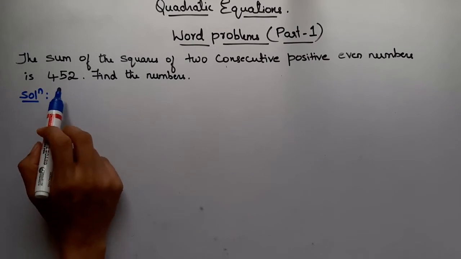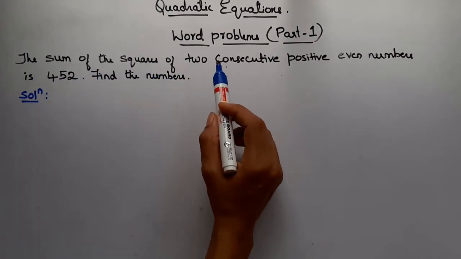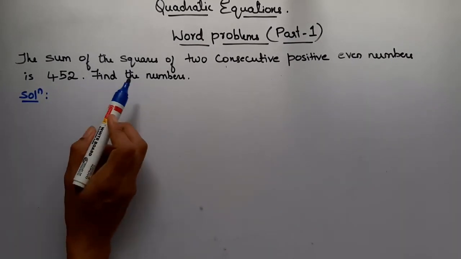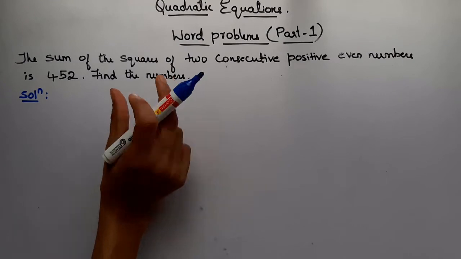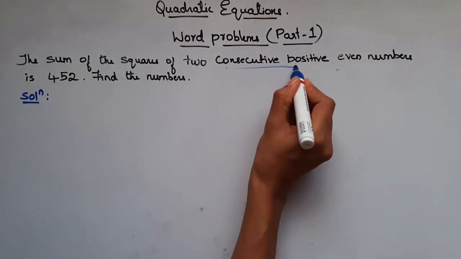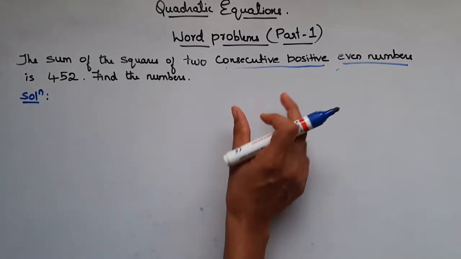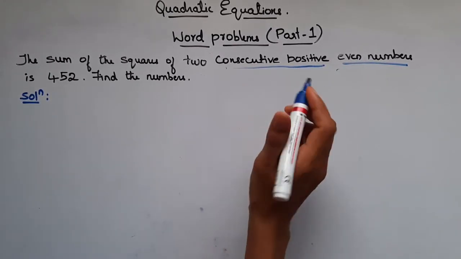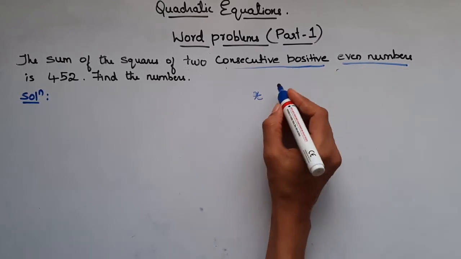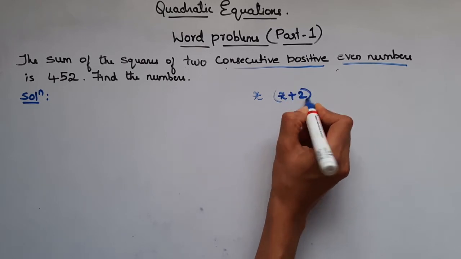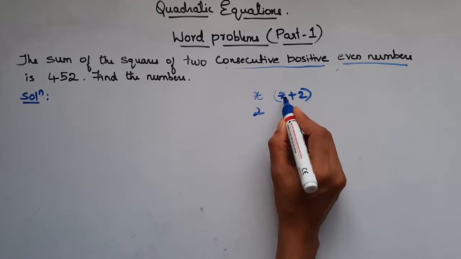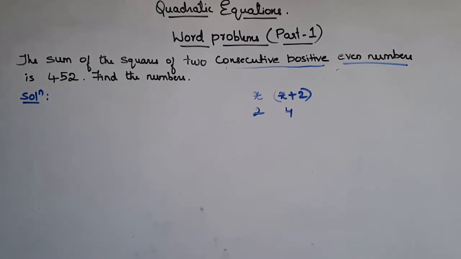Now let's see this. Here it says the sum of squares of two consecutive positive even numbers is 452. Find the numbers. It says the sum of squares of two consecutive positive even numbers. Now what is a consecutive positive even number? Consecutive means the very next number. Say if one number is x, the very next positive even number is x plus 2, right? Say if x is 2, the next even number x plus 2 is 2 plus 2, 4, right?